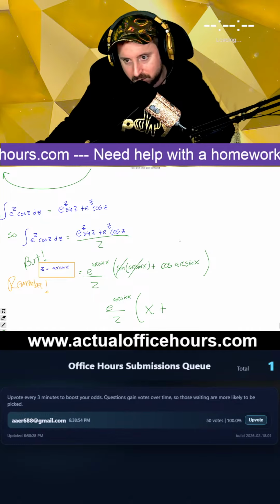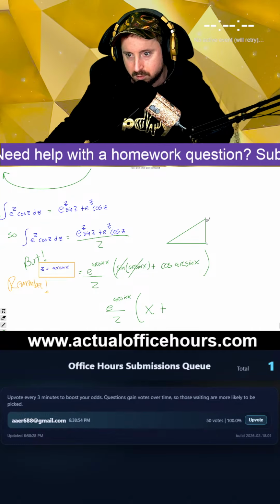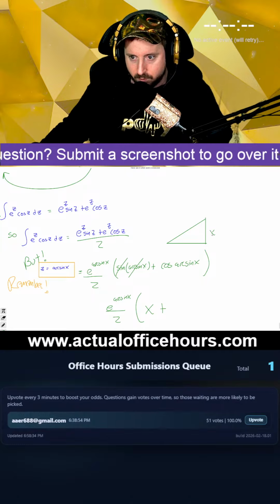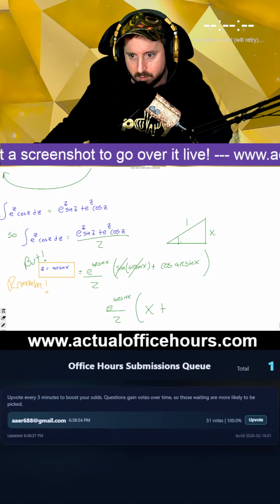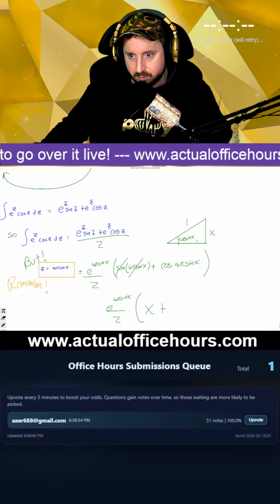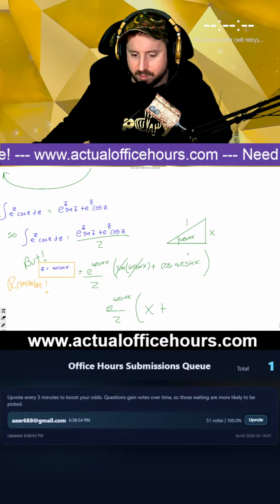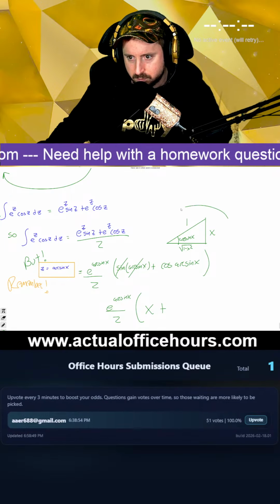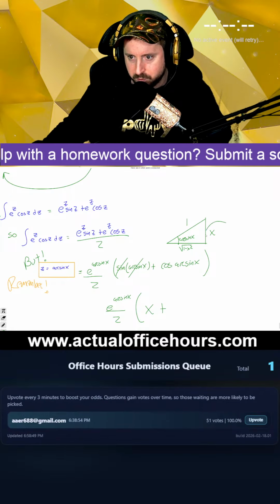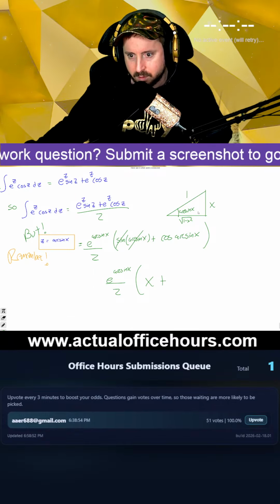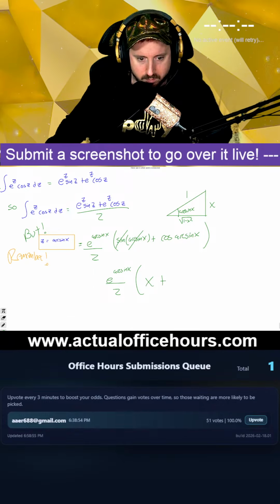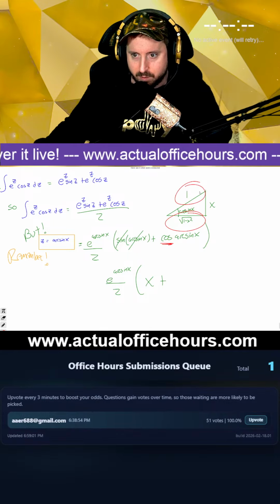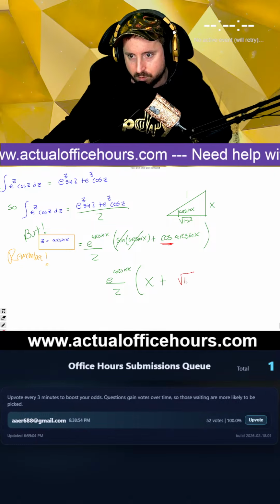This one you got to draw like a little triangle. So arcsin is opposite over hypotenuse. So x over 1. And arcsin of x is the angle. And so then this would be the square root of 1 minus x squared by the Pythagorean theorem, right? Because this squared plus this squared would get me 1. And so cosine of arcsin of x is the adjacent over the hypotenuse. And so that's equal to the square root of 1 minus x squared.